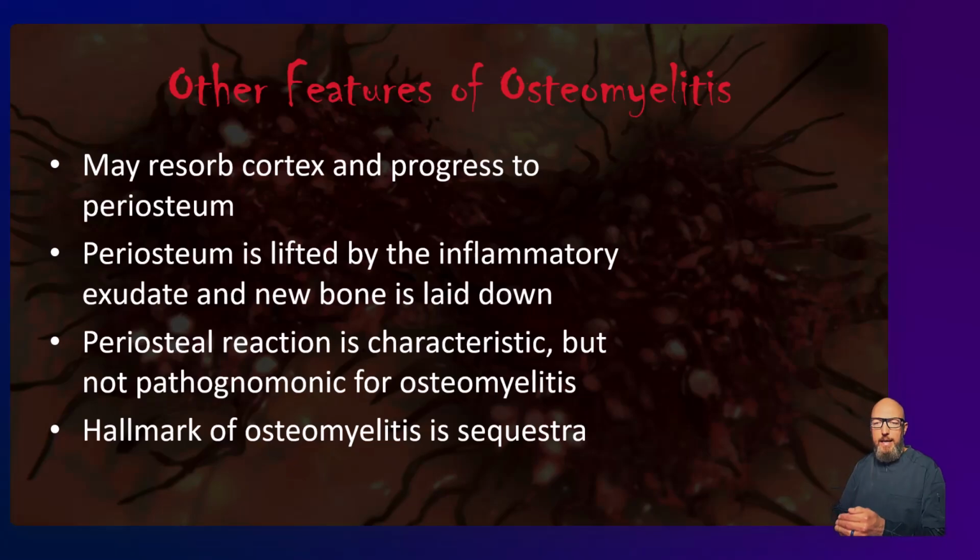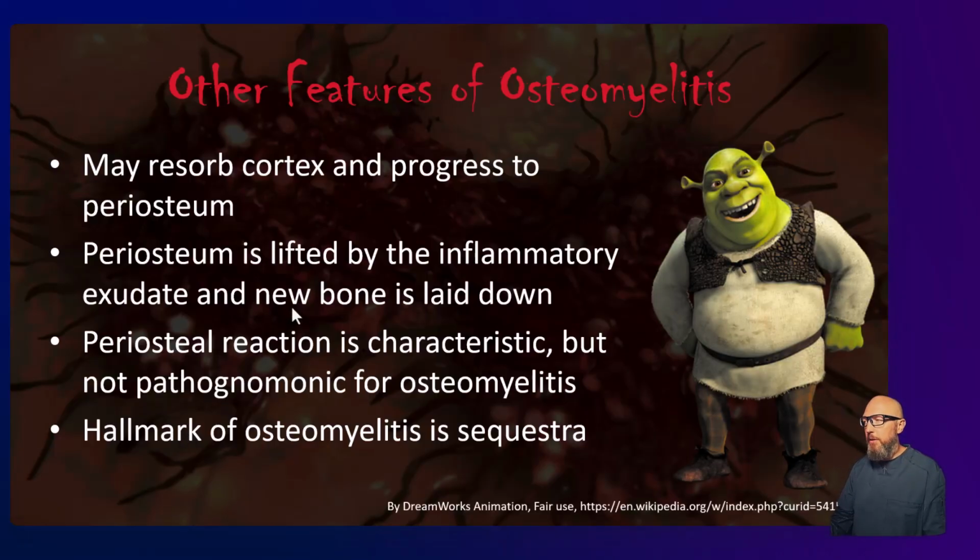And then it can do that in cycles. And you start to create this pattern, this periosteal reaction, which is characteristic for osteomyelitis, although not pathognomonic. And so when you have that layered periosteal reaction that runs parallel to the bone, sometimes we call that an onion skin periosteal reaction. That always makes me think of this guy right here. Shrek.